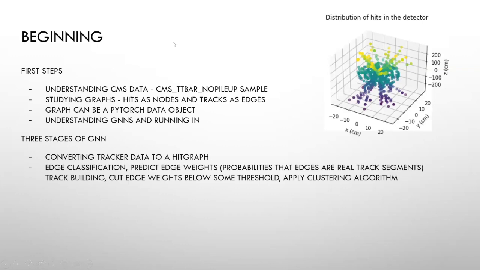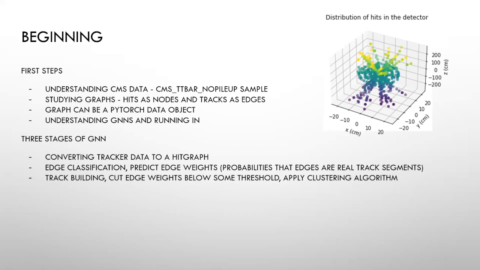And then basically the first steps were to understand the CMS data. I was working with the ttbar no pileup sample. The data consisted of 2,200 events. And this is basically the distribution of hits in the detector. The graph can be a PyTorch PyG data object.